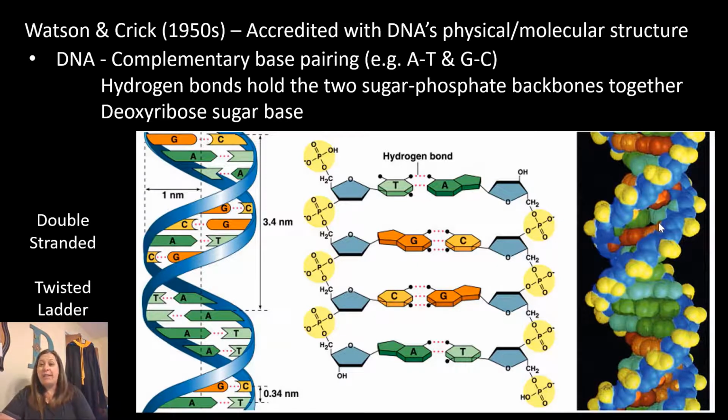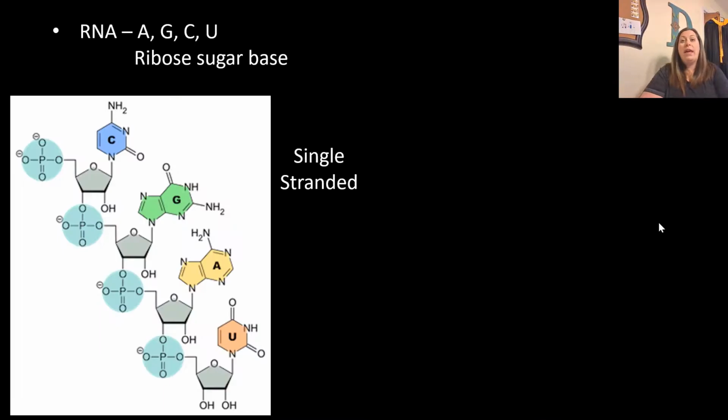Deoxyribose is the sugar base when we're looking at DNA. It is a double helix, which means it has two strands and it twists like a twisted ladder or twisted staircase. That's what gives DNA its special structure. On the other hand, RNA is a single strand. RNA has a different sugar, called the ribose sugar. It still has the bases A, G, and C, but it does not have the T. T gets replaced with U, which is uracil.